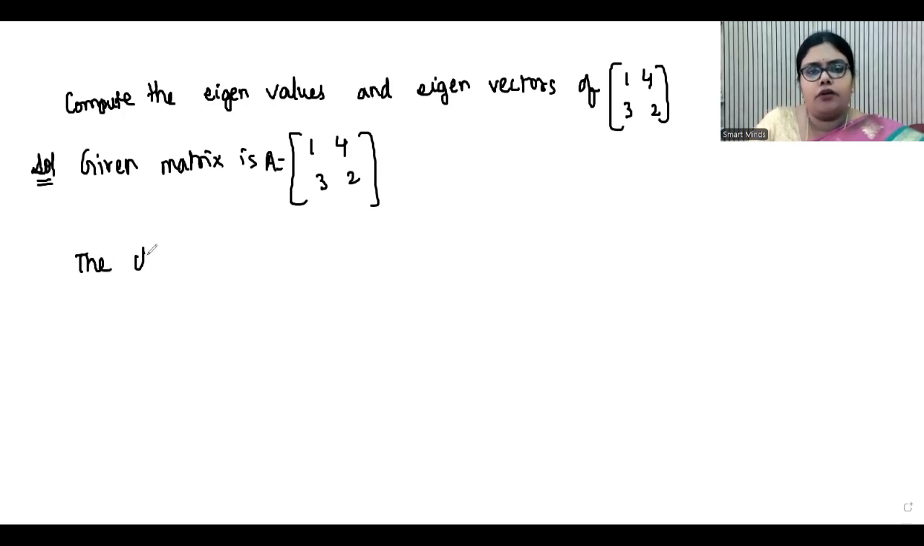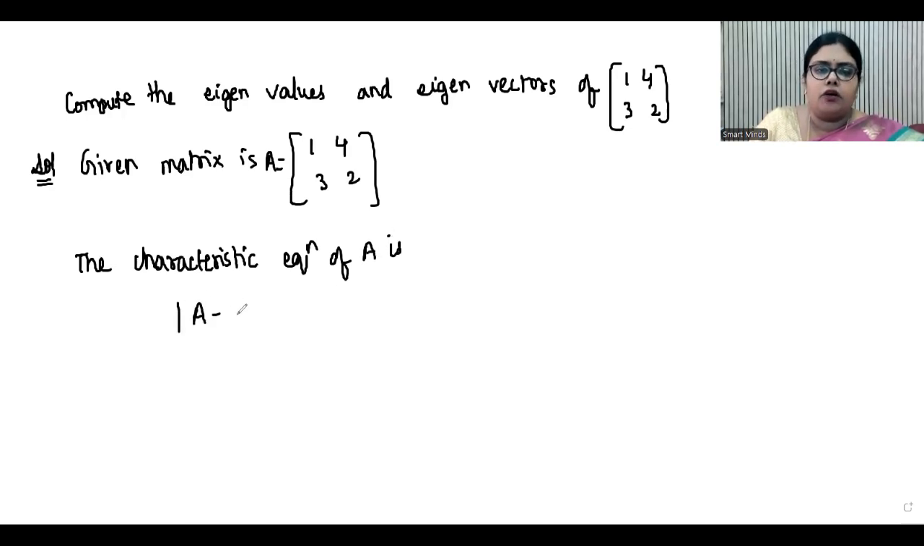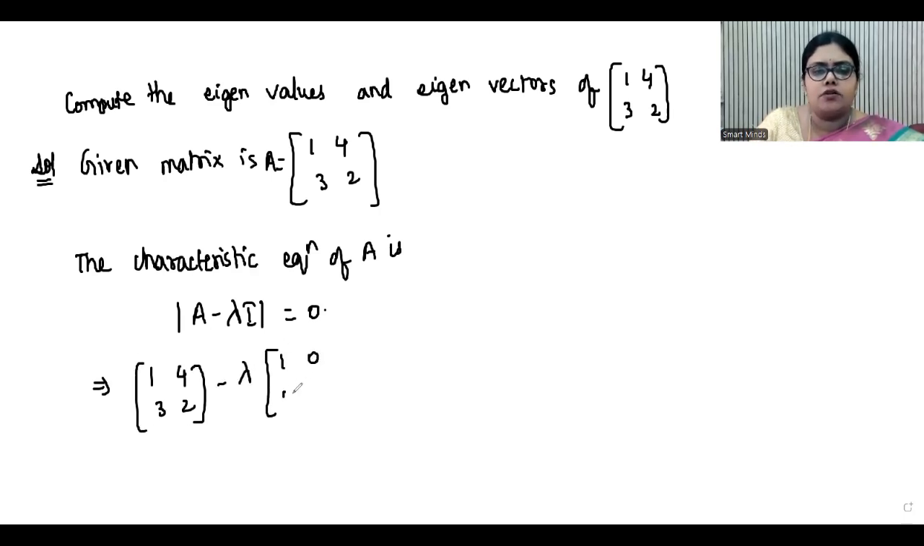First, we need to find out the characteristic equation. So whenever they ask you for eigenvalues and eigenvectors, first find out the characteristic equation of matrix A. That is determinant of A minus lambda I is equal to 0. Now what is A? 1, 4, 3, 2, minus lambda into what is I, 1, 0, 0, 1. Within determinant you have to write this. So this is 1 minus lambda, 4, 3, 2 minus lambda.